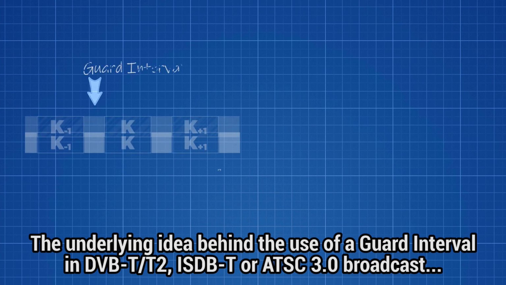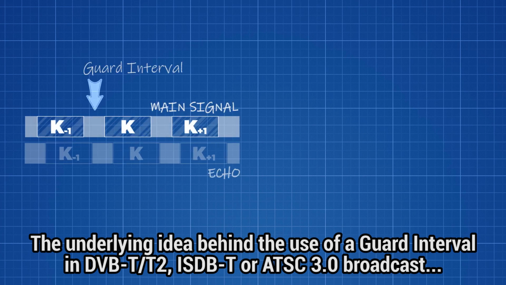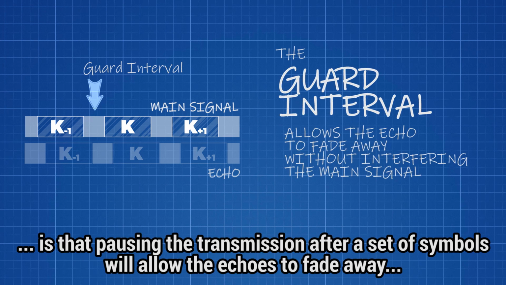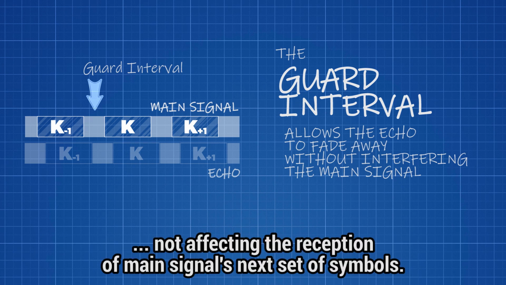simultaneously. The underlying idea behind the use of a guard interval in DVB-T, T2, ISDB-T or ATSC 3.0 terrestrial broadcast is that, knowing echoes will appear for the reasons mentioned, this guard interval or pause time after transmission of a set of symbols will allow these echoes to fade away and not affect the signal reception of the next set of symbols being received from our main signal.